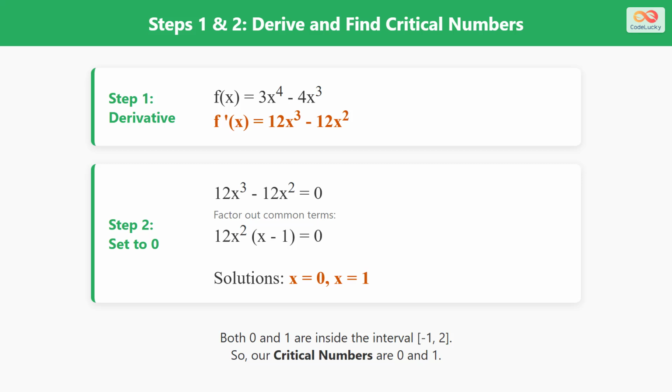First, we take the derivative. Using the power rule, f prime of x becomes 12x cubed minus 12x squared. Next, we set this derivative equal to 0 to find our critical numbers. We can factor out 12x squared, leaving us with x minus 1. Setting each part to 0 gives us two critical numbers, x equals 0 and x equals 1. Both of these are inside our interval, so we keep them both.